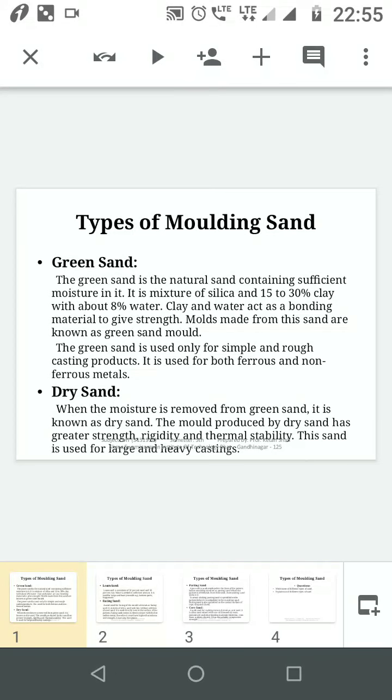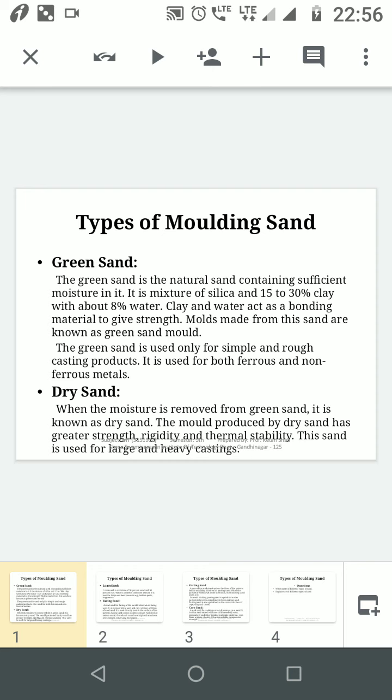Hello friends, today we will discuss the topic of types of molding sand. Sand has a very important role when we are making any casting, because the quality of the casting depends very much on the quality of the sand we have used. The different types of sand.